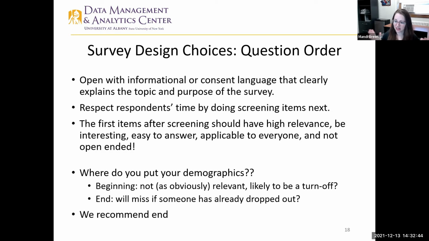So despite the either-or there, we really do recommend the end. It's just less off-putting for people, and they're more likely to quickly click through them at the end because we're a little bit trained now to recognize demographics usually mean the end of the survey. A lot of people will even put a tiny blurb that says, now just a couple demographic questions and then you're done. That will help people stick around for those couple of questions that don't really require any cognitive effort, so it's easy to just finish up with you.